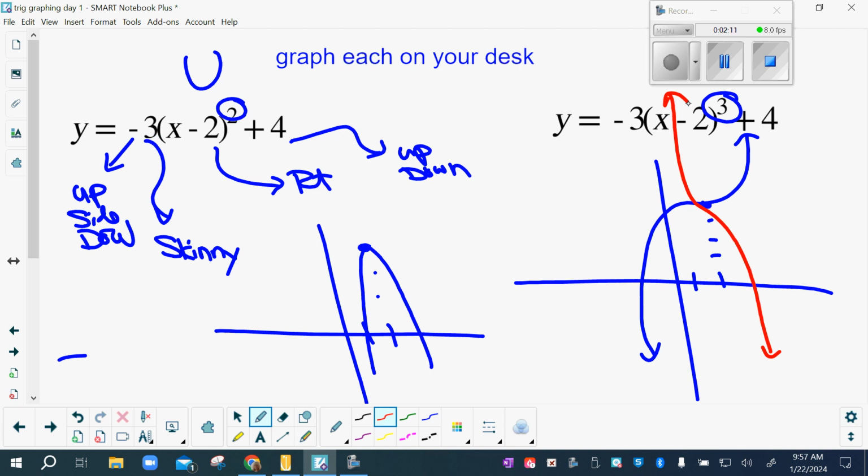And seriously, that's sketching. Did you notice there was no T-chart? There's no plugging in points. That's literally going to get you what you need. If you need something more specific, you're going to use technology. You're going to use your Chromebook.